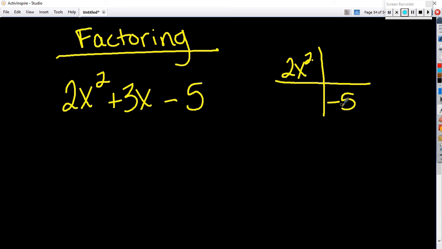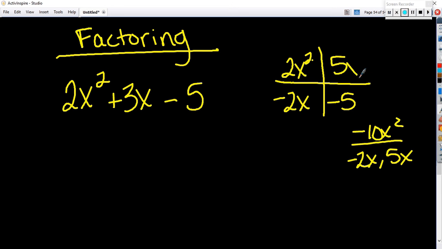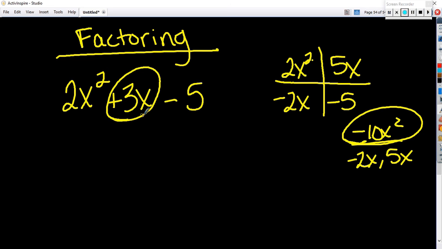Multiply those two together and you get negative 10x squared. Good job. Give me one positive and one negative that multiplies to negative 10 but adds to positive 3. Negative 2 and positive 5. Do y'all see that? Because negative 2 plus 5 is positive 3, but when I multiply them, I get negative 10. That's what goes in my box. What multiplies to this, but adds to this.